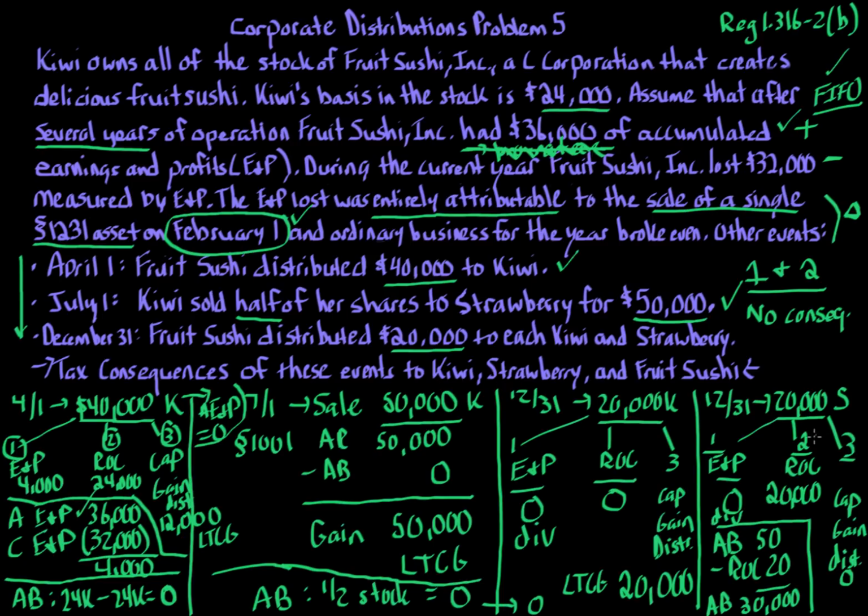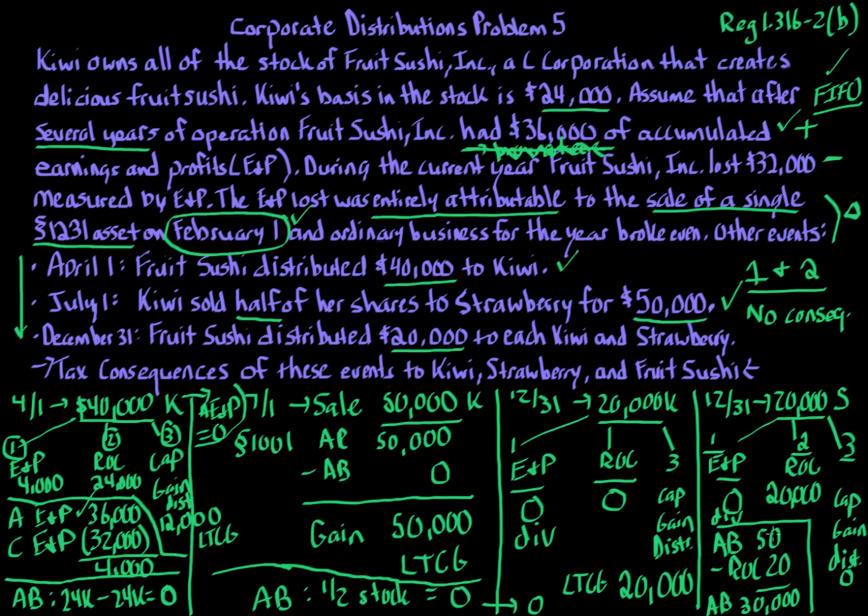Strawberry, notice strawberry though. Strawberry has the same exact situation. 0 and then 20,000 return of capital. That's because strawberry's basis is just so high. So problem number 4 versus problem number 5, strawberry's tax consequences are the same. $30,000 adjusted basis, 20,000 return of capital, same situation for both of those. Kiwi is what changed here. Now, you're going to see that in step 4, the corporation is going to have some tax differences as well because of the amount of EMP. So we got to look at that as well.